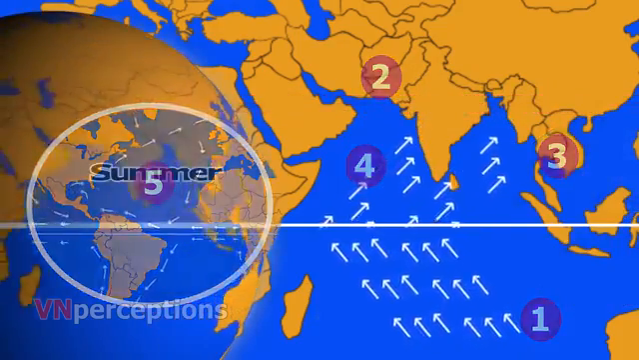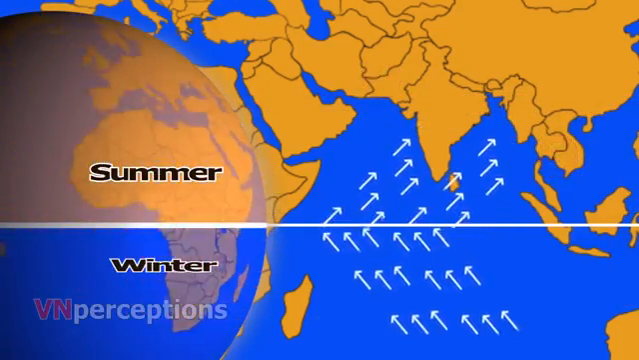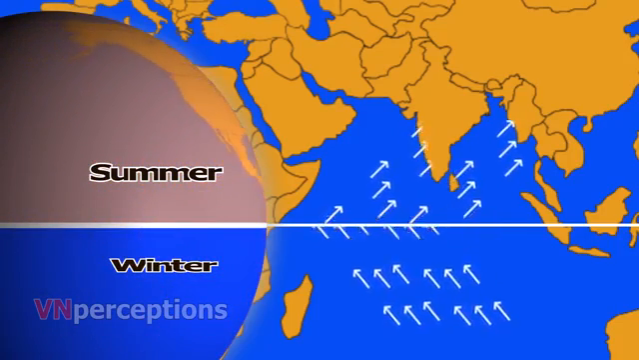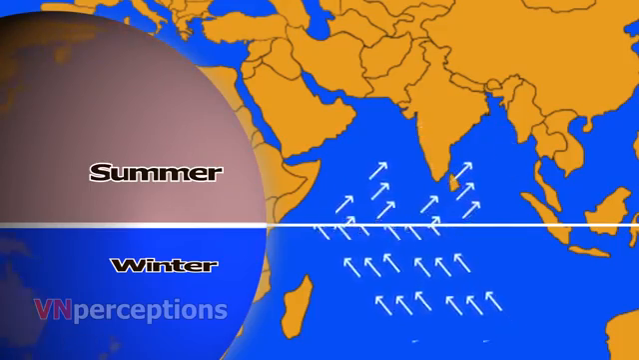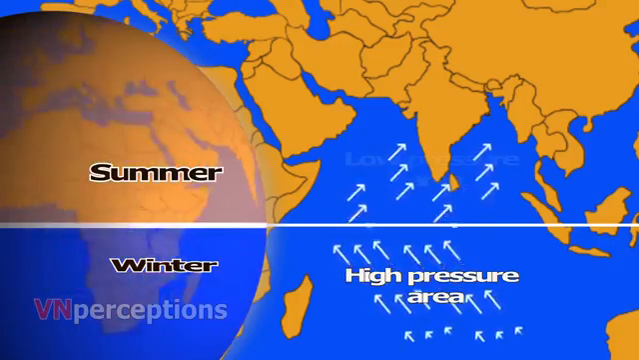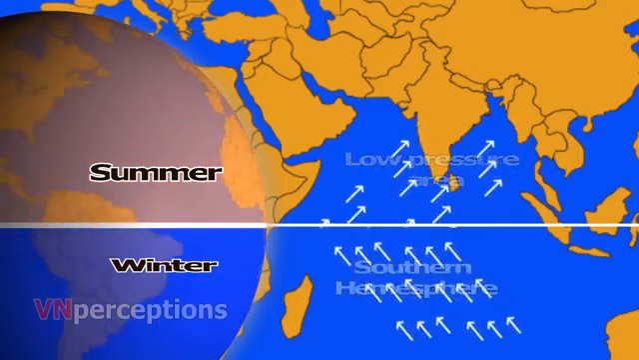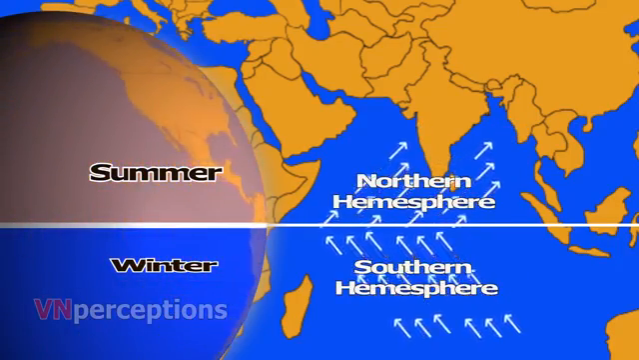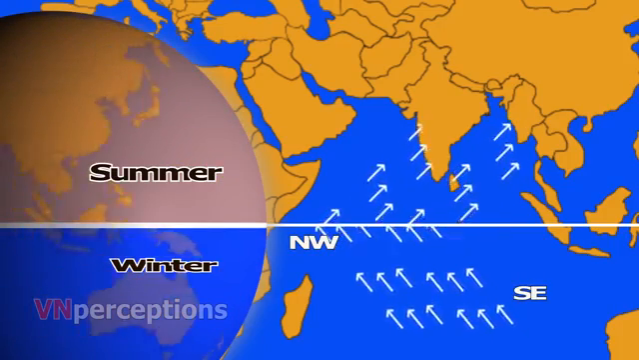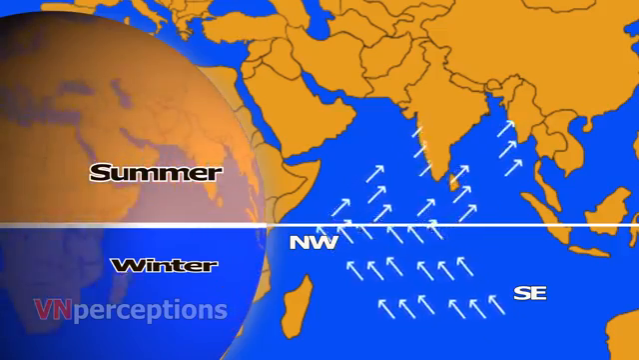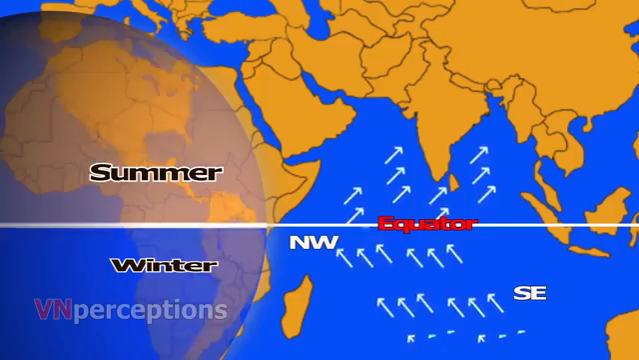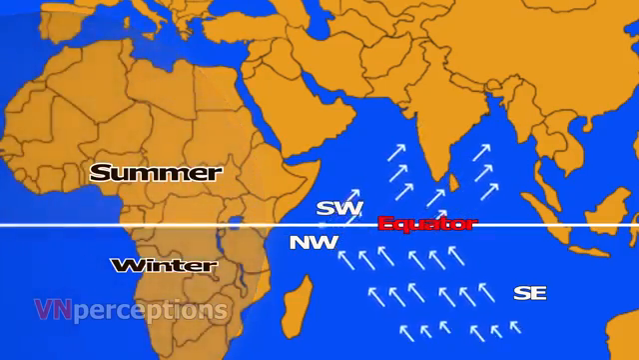Now, when it is summer in the northern hemisphere, it is winter in the southern hemisphere. So, in the southern hemisphere, temperature is low and the pressure is high. The wind starts blowing from a high pressure area towards the low pressure area, that is from southern hemisphere towards northern hemisphere. The winds move from southeast to northwest in the southern hemisphere, and after crossing the equator, the winds take up the direction that is southwest to northeast.